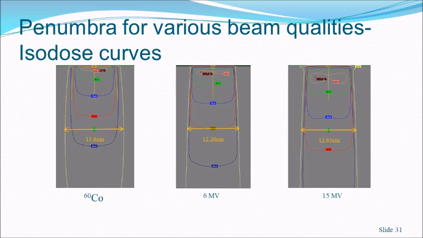Here, I'm going to explain the increase in penumbra for high energies with the help of isodose curves. You can look at the isodose curve for cobalt 60, that 10% isodose line width is 13.8 centimeters. When you go to 6 MV photon beams, the 10% isodose line width is 12.26 centimeters. And when you go to 15 MV photon beams, it is 12.6 centimeters. So there is an increase in the width of 10% isodose line as compared to 6 MV. This is because of the increase in the penumbra when you go to high energies.